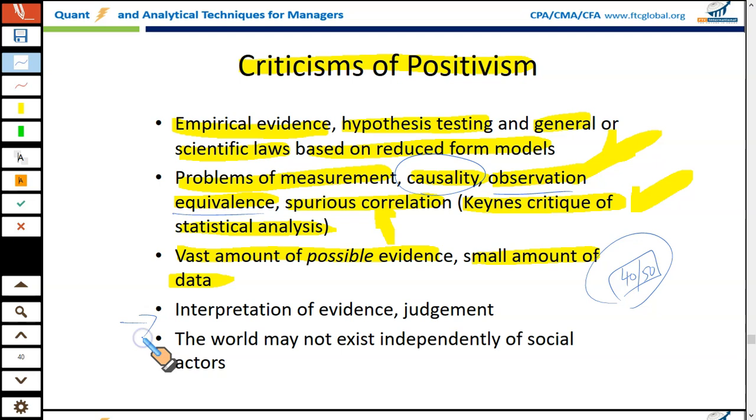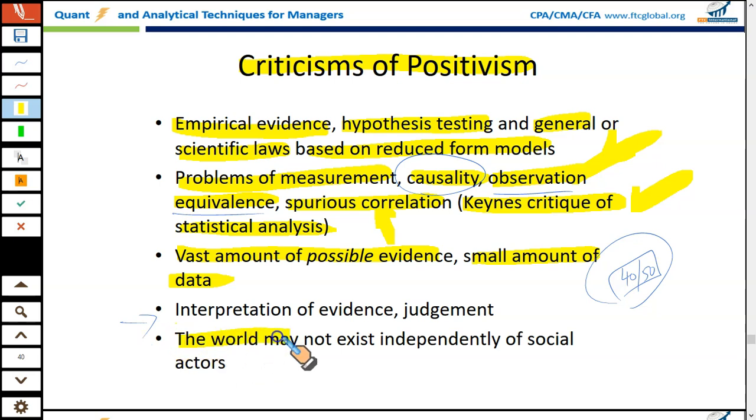Then we have another criticism, interpretation of evidence, judgment. It says the way evidence is interpreted can vary. I can interpret in a different way, you may interpret in a different way. So it's often influenced by personal judgment or personal biases. This means that conclusions drawn from the same data can differ among different people.